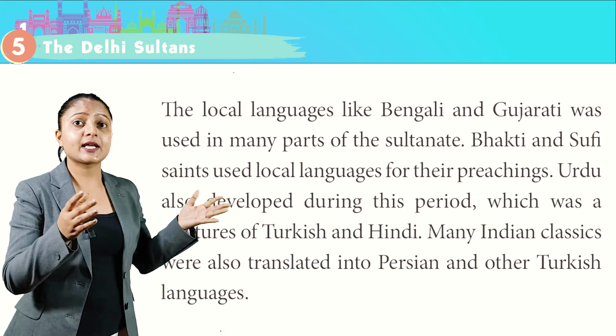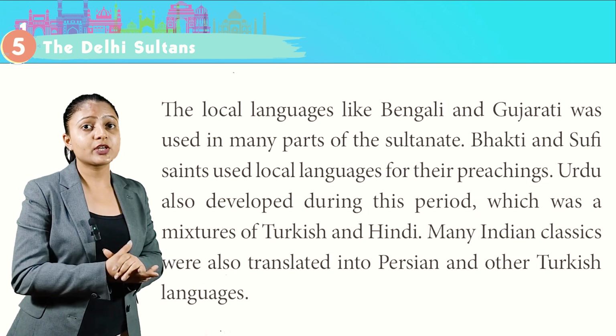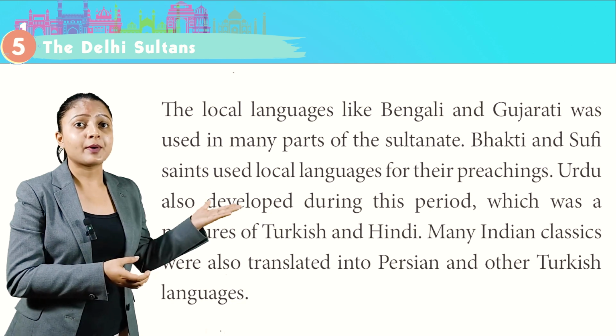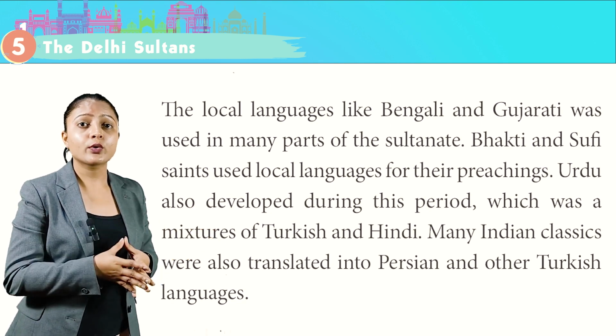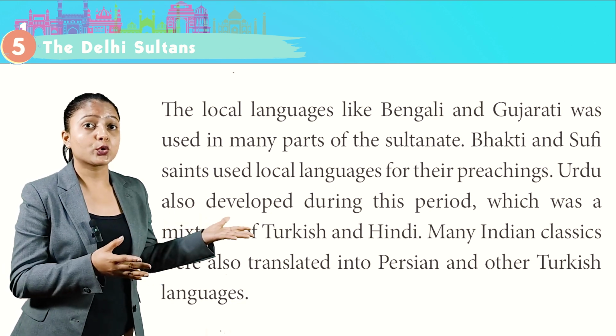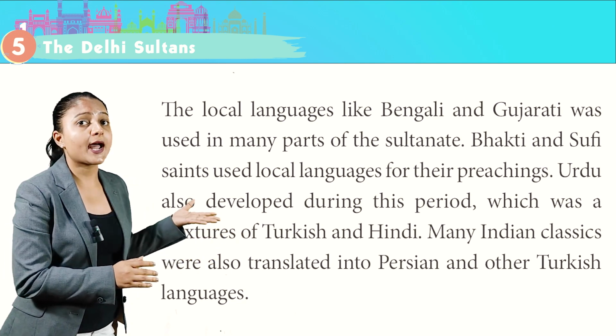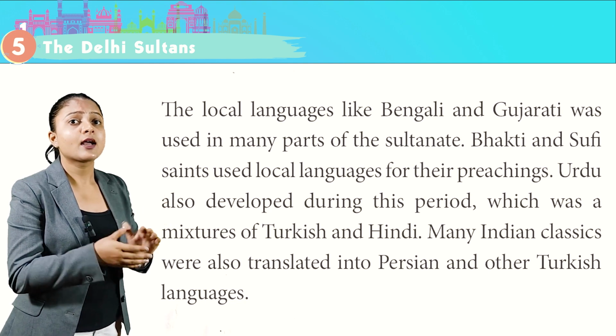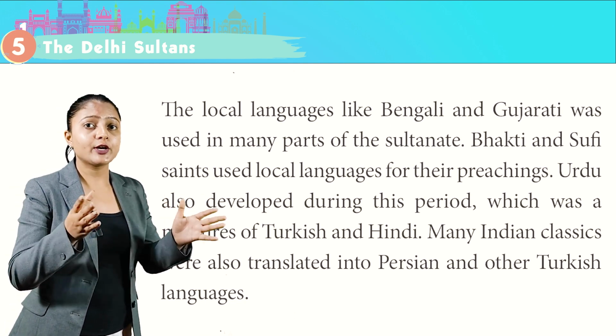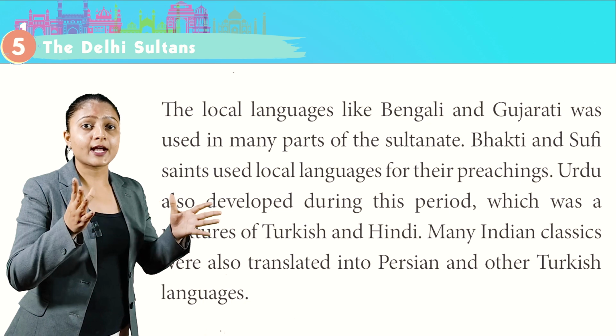Local languages like Bengali and Gujarati were used in many parts of the Sultanate. Bhakti and Sufi saints used local languages for their preaching. Urdu also developed during this period, which was a mixture of Turkish and Hindi. Many Indian classics were also translated into Persian and other Turkish languages.